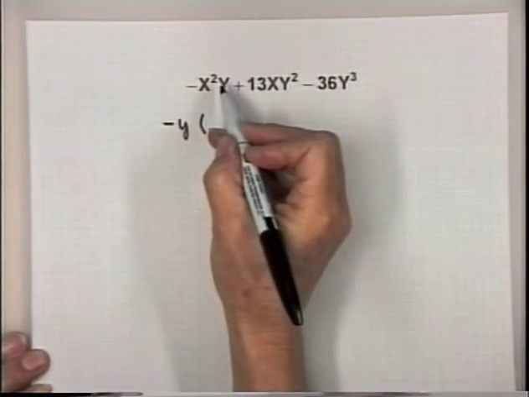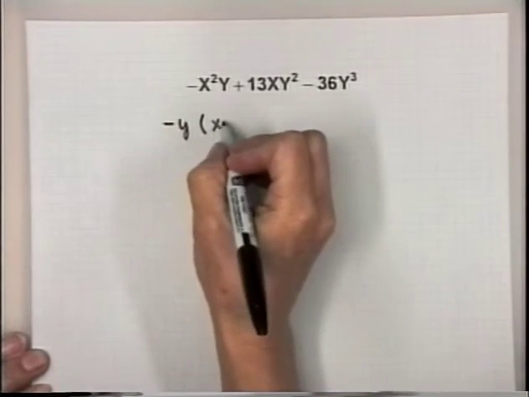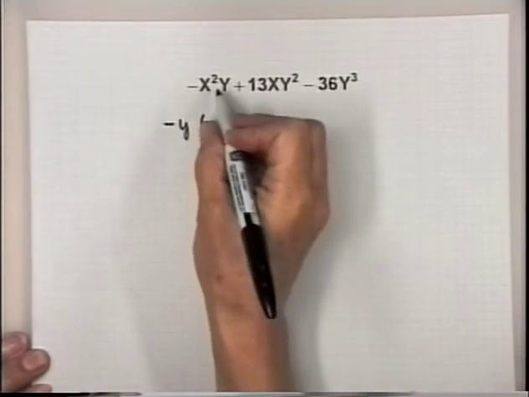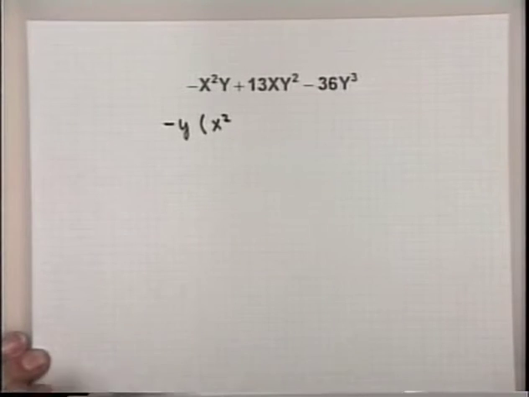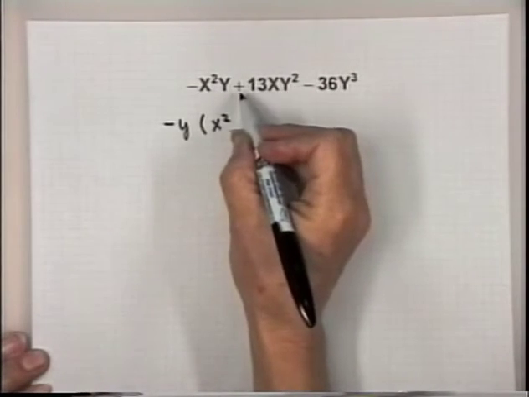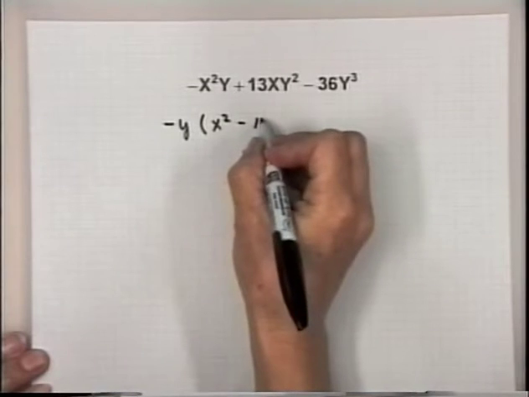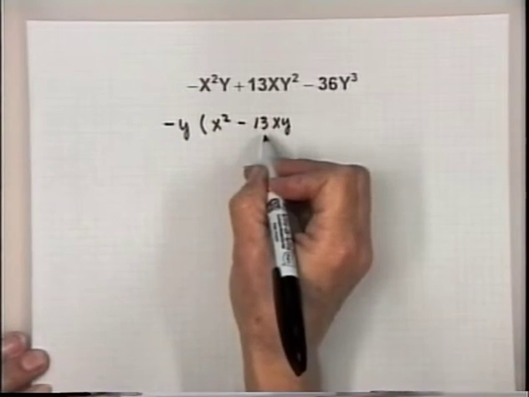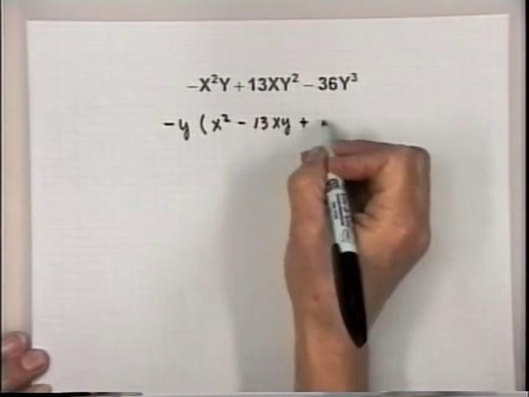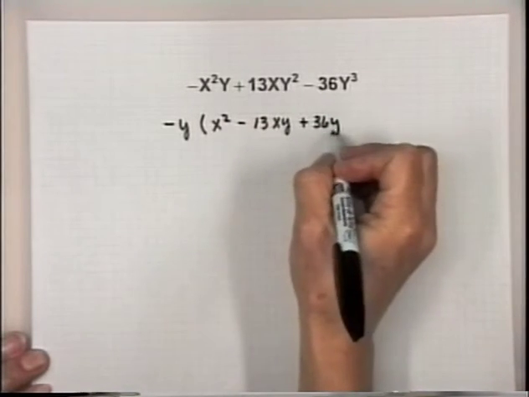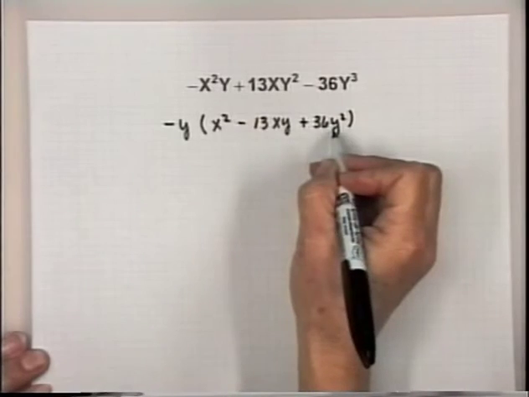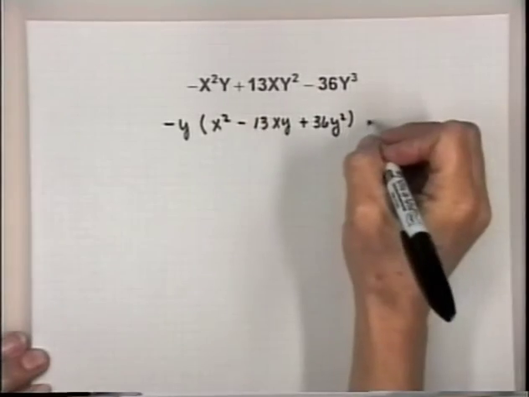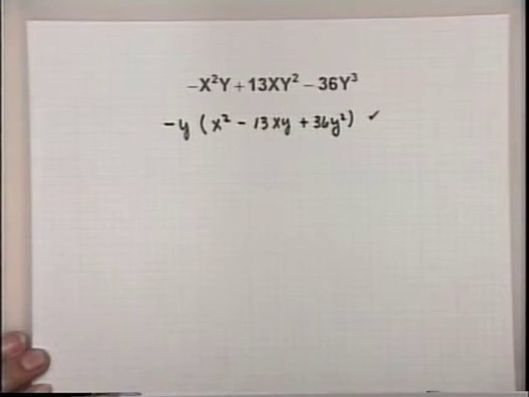Dividing this term by negative y, we will get a positive x squared. Notice if we multiply these, we have negative x squared y. Dividing your middle term by negative y gives us a negative 13xy. Again, checking here, we have a positive 13xy squared. In our last term, we will get a positive 36y squared. Checking this, we have negative 36y cubed. So we know we have the correct solution at this point.